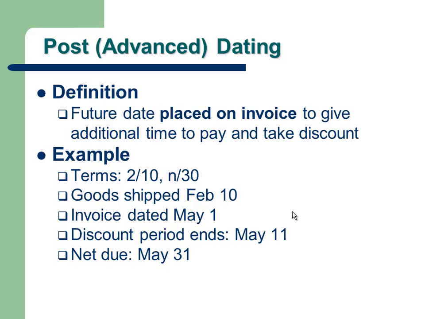So the buyer can get the cash discount if they pay the bill by May 11th, which is 10 days from the invoice date. And the buyer's net amount due will be May 31st, which is 30 days from May 1st, the invoice date. So that invoice date is definitely a future date, a later date than the date the merchandise was actually shipped out.